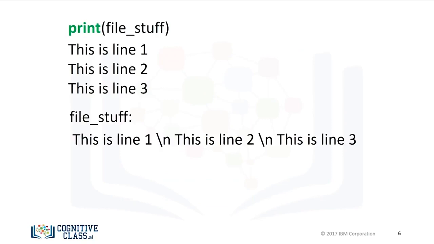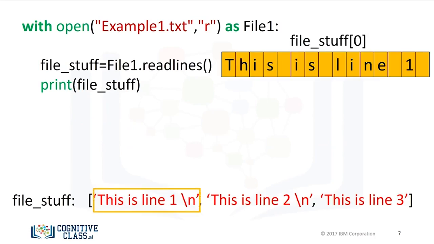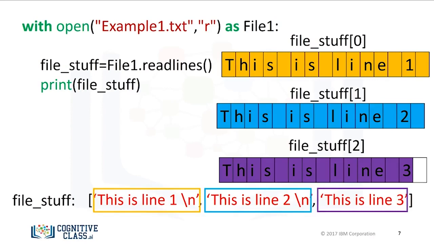When we examine the raw string, we will see the \n. This is so Python knows to start a new line. We can output every line as an element in a list using the method readLines. The first line corresponds to the first element in the list. The second line corresponds to the second element in the list, and so on.